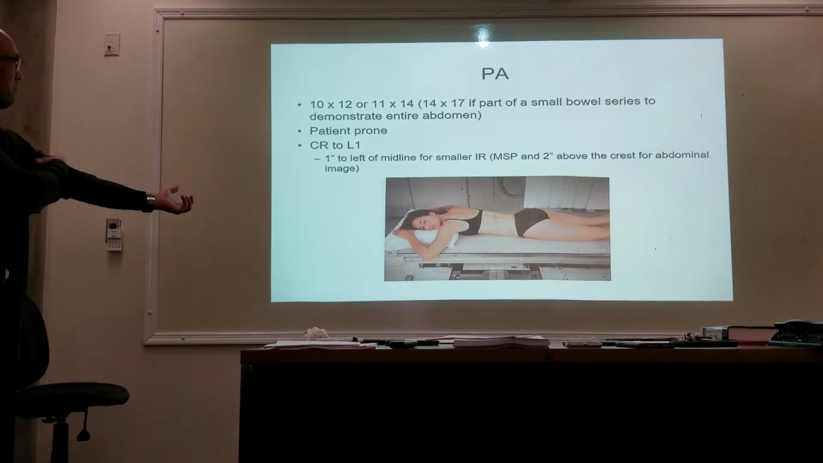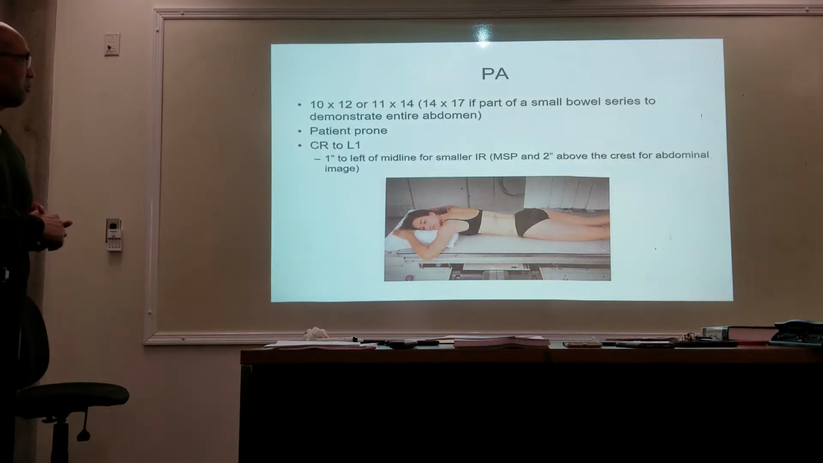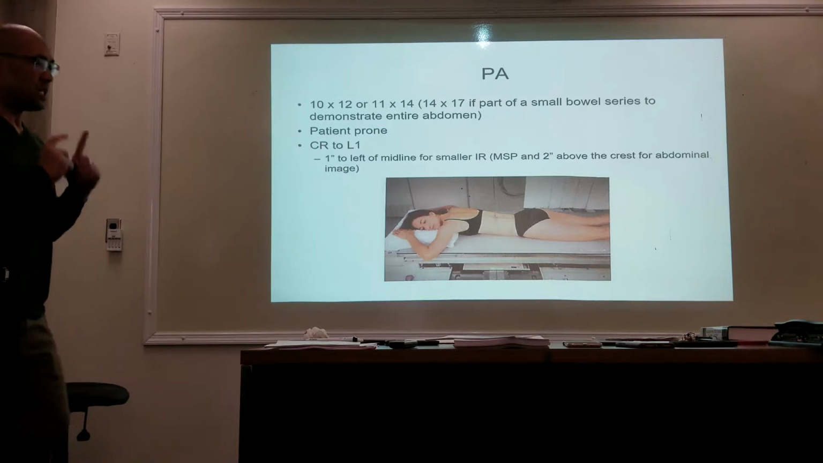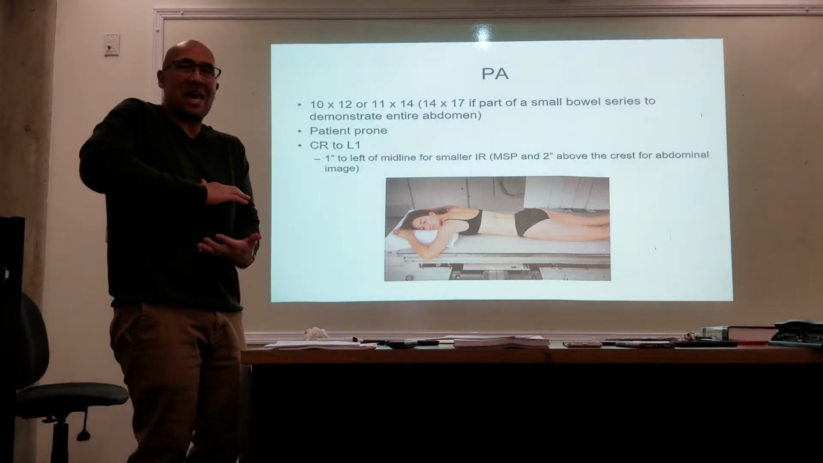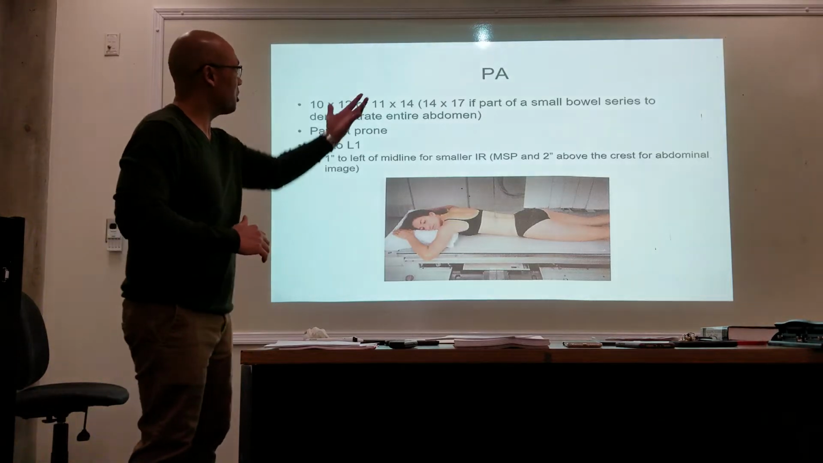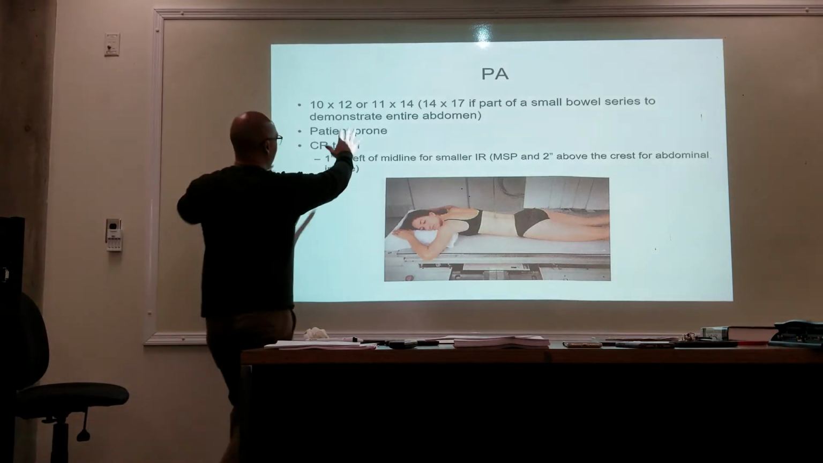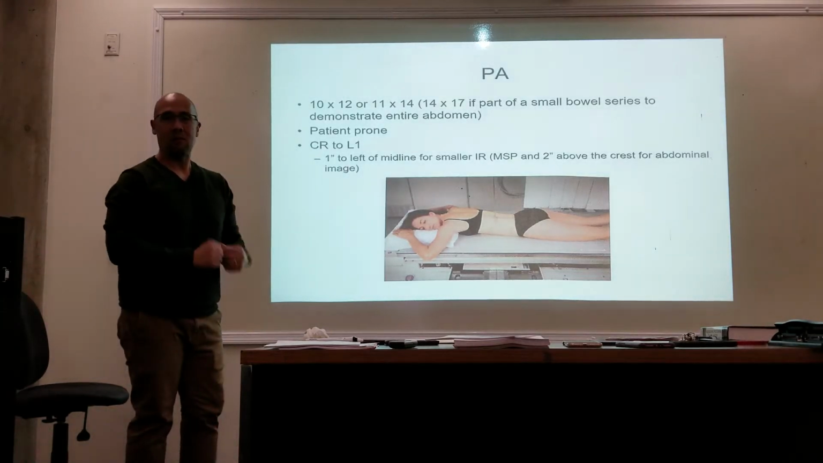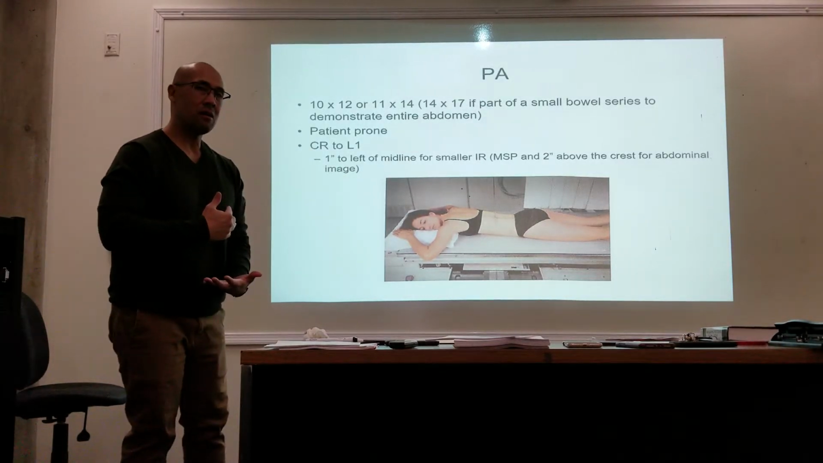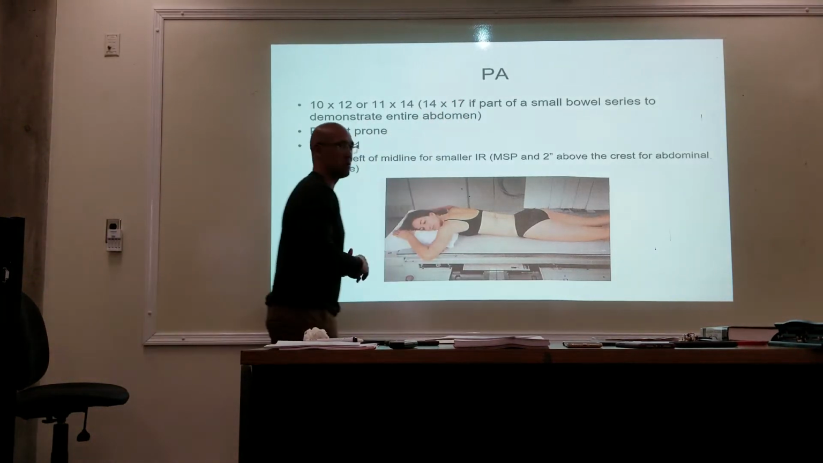So, in a PA, you're going to use a small collimation field of 10 by 12 or 11 by 14. If small bowel is part of the upper GI, we're not just looking at the stomach, we want to look at the stomach and the rest of the abdomen, so you're going to use a 14 by 17. If it's just an upper GI, this is what we're going to use, the small image receptor. If you want to include the entire abdomen for a small bowel series, now we're looking at stomach and small bowel, you want to use the larger image receptor.